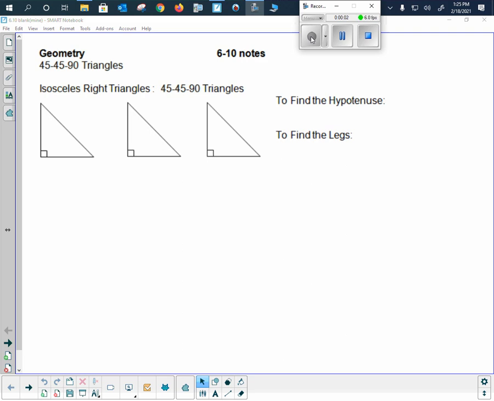In 610 notes, we're going to be starting to look at what we call some special right triangles. And the first one we're going to deal with are what we call 45, 45, 90 triangles. You'll also notice that these are isosceles right triangles, right? Isosceles means two sides are equal.